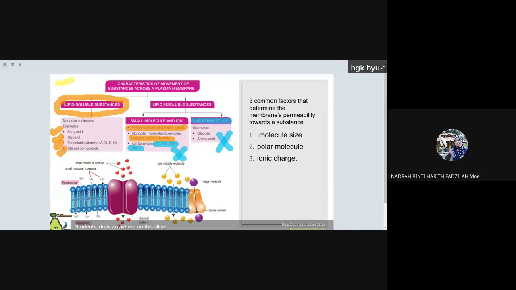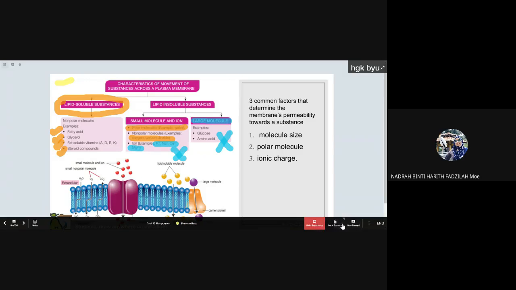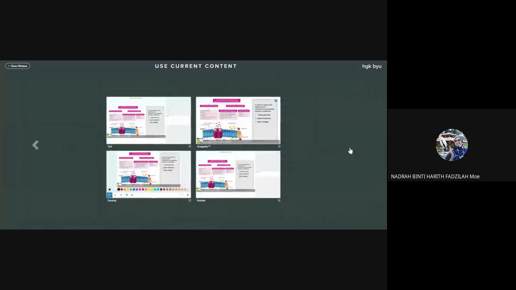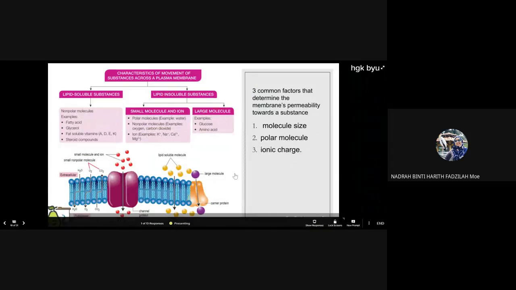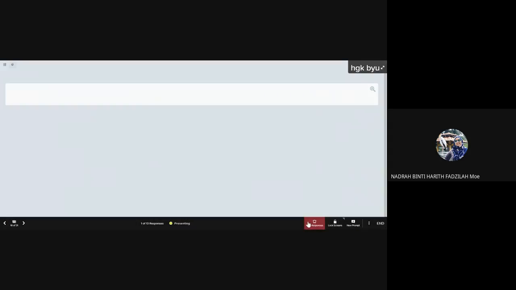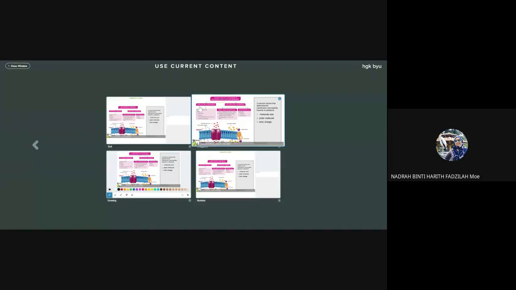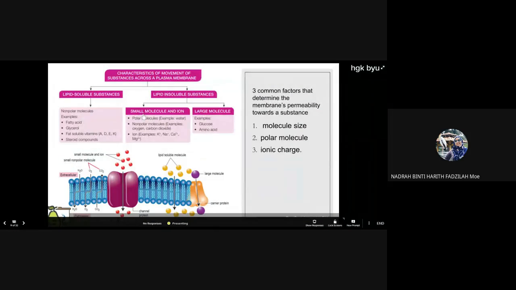So anak-anak, based on this slide, I want to ask you, do you have any questions regarding this particular part? Ada apa-apa nak tanya? Saya minta bagi nombor pula ya. Salah. Sekejap ya. I change it to text. Okay. So ada apa-apa soalan tak nak tanya part ni?